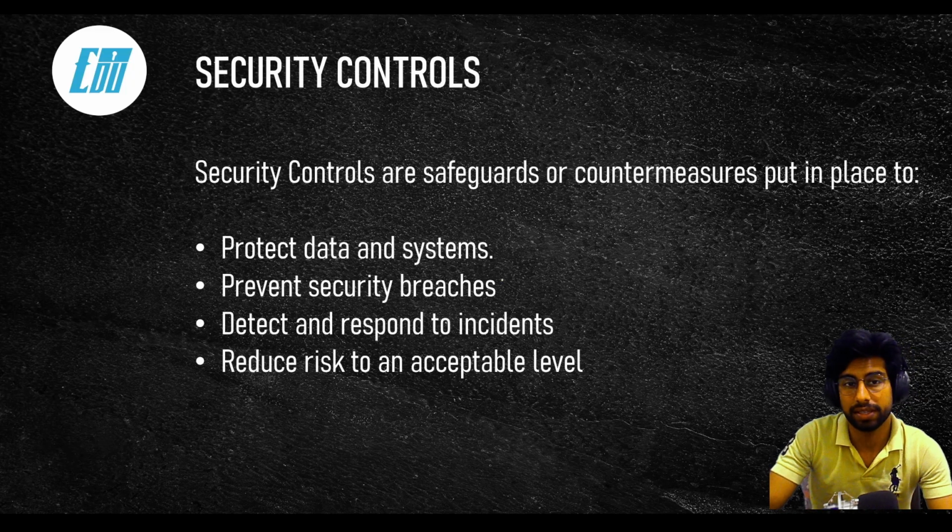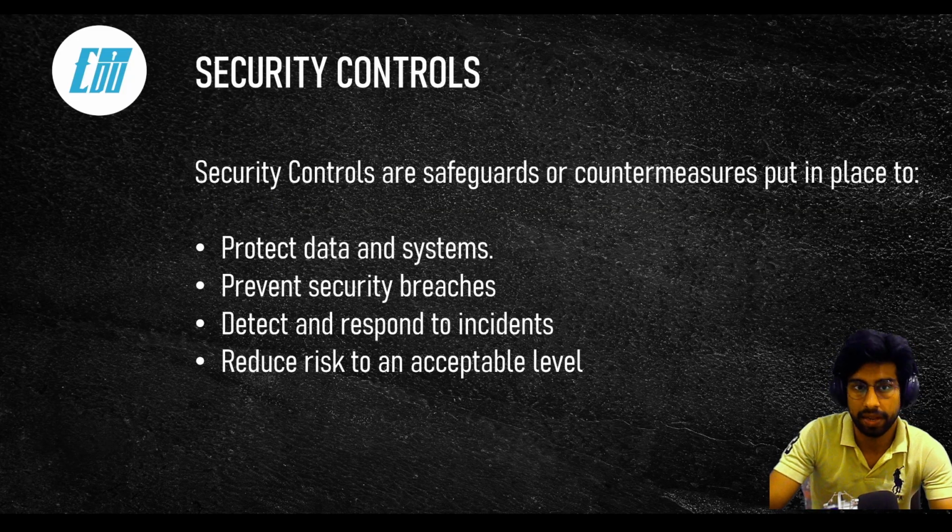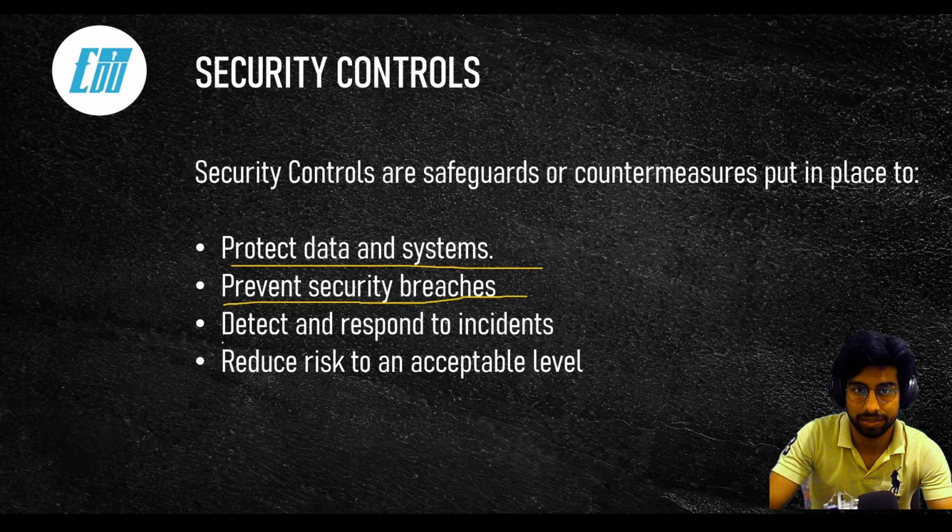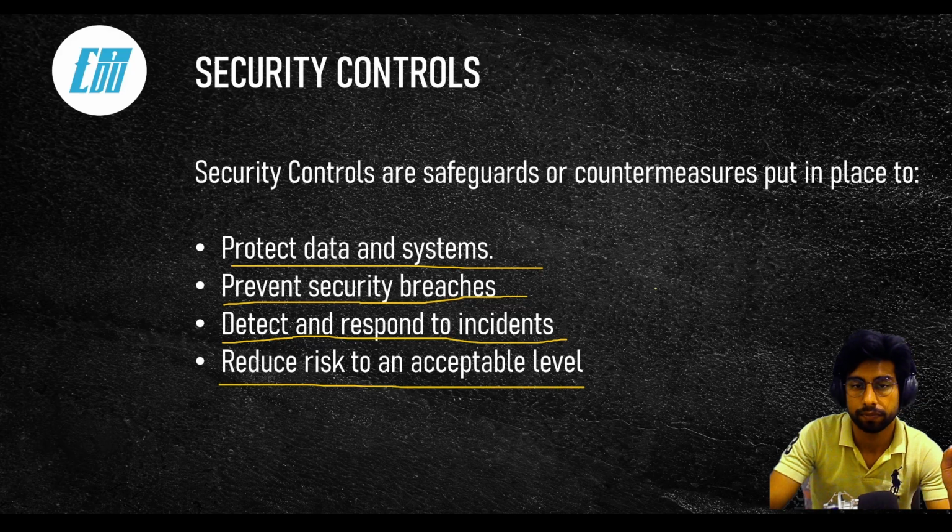This definition says, security controls are safeguards or countermeasures put in place to protect data and systems, prevent security breaches, detect and respond to incidents, reduce risks to an acceptable level. So in simple words, we can say that security controls are kind of like processes and tools which are used by organizations to achieve CIA: confidentiality, integrity, and availability.